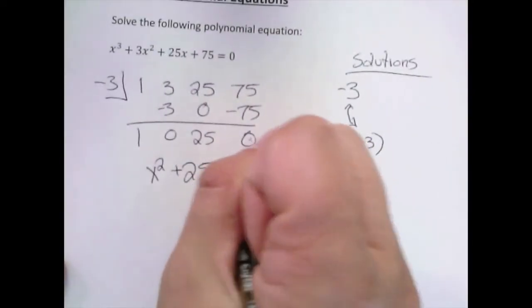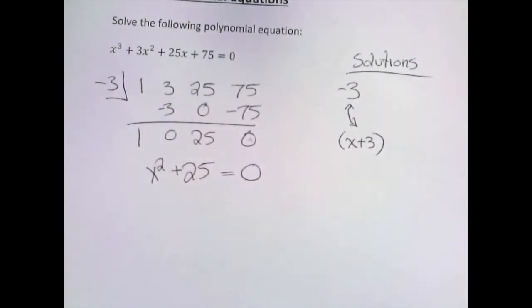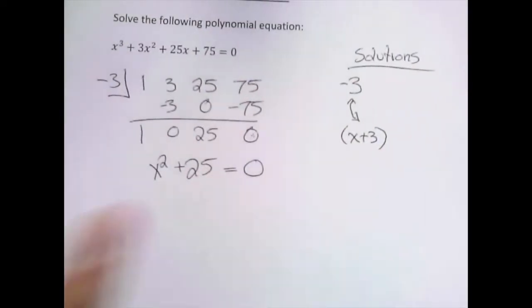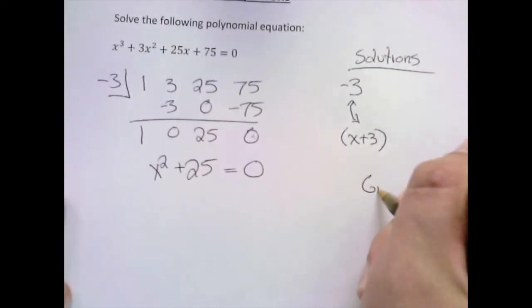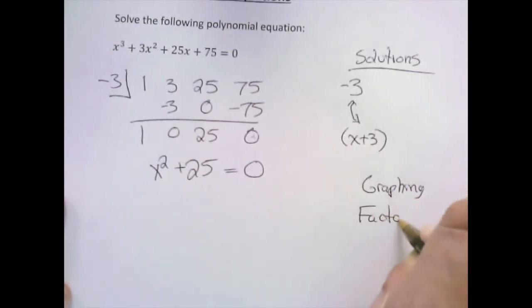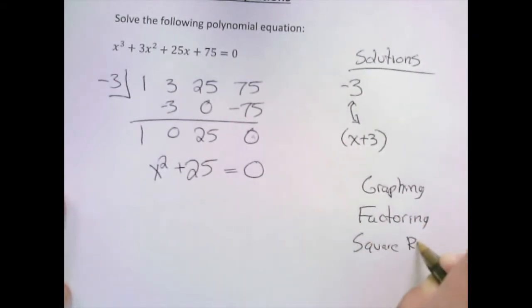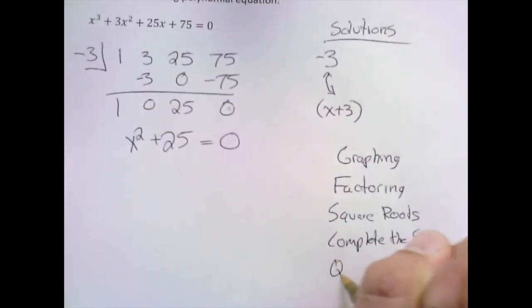Now, I started with a polynomial with the highest power being x to the third. I'm now down to a quadratic, x squared. We've got options here on how we could solve this, okay? When we looked at solving quadratics, our options were we could solve by graphing, factoring, using square roots, complete the square, and then our final option was the quadratic formula.